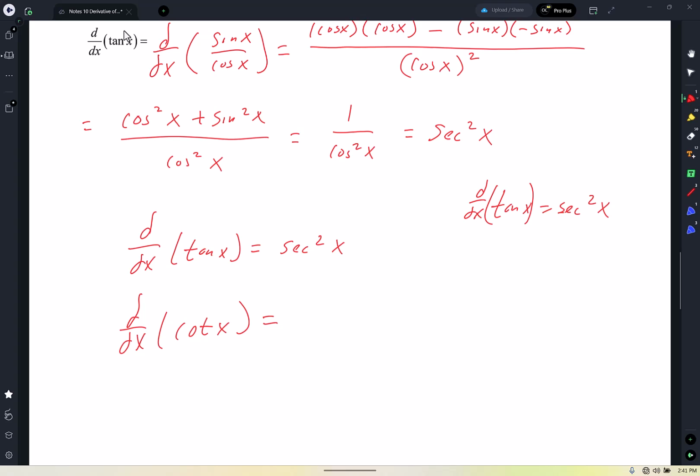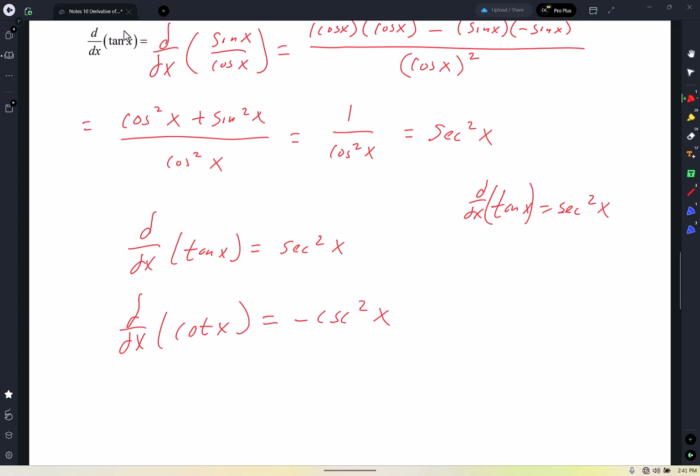So the derivative of tan is secant squared. What do you think the derivative of cotangent of x is? I heard someone say it. No, not negative secant. You're close. Well, kind of. You got the negative part right. Negative cosecant squared.